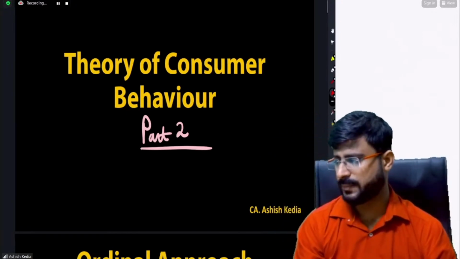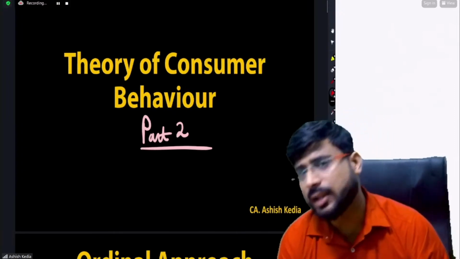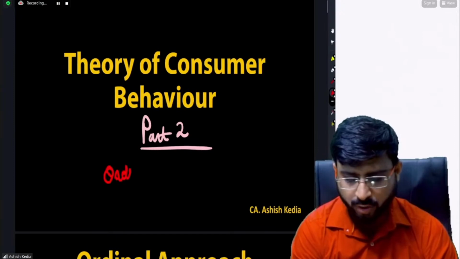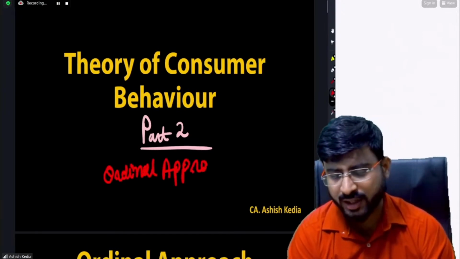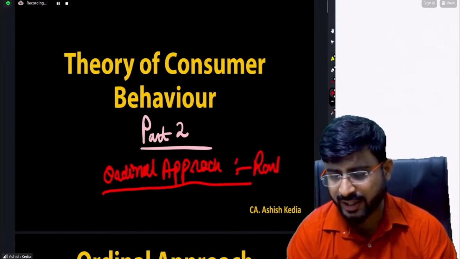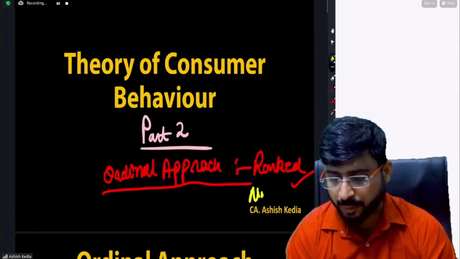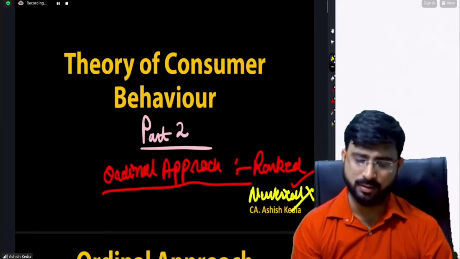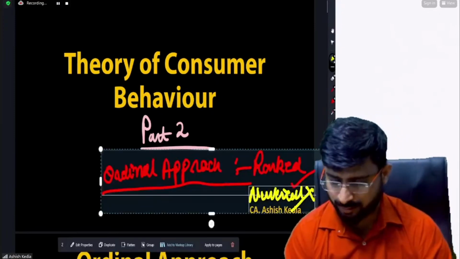Okay, fantastic. Now, we talk about ordinal approach. Which approach are we talking about? Ordinal approach. Sir, what does ordinal approach tell us? Ordinal approach tells us that utility can be ranked, but it cannot be assigned a numerical value. Under ordinal approach, utility can't be assigned a numerical value.